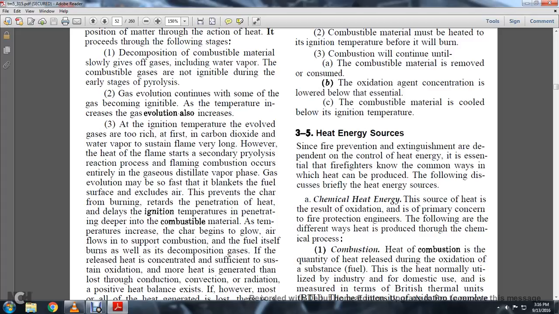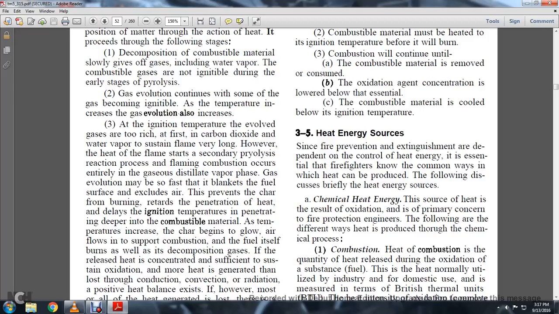At first the gas is too rich, with carbon dioxide and water vapor, to sustain the flame. However, the heat of the flame starts secondary pyrolysis, and the flaming combustion reaction process occurs fully. The gas evolution may be such that it blankets the fuel surface and excludes the air that would burn the char. This retards heat penetration, delays the ignition temperature, and slows penetration deeper into the combustible material.